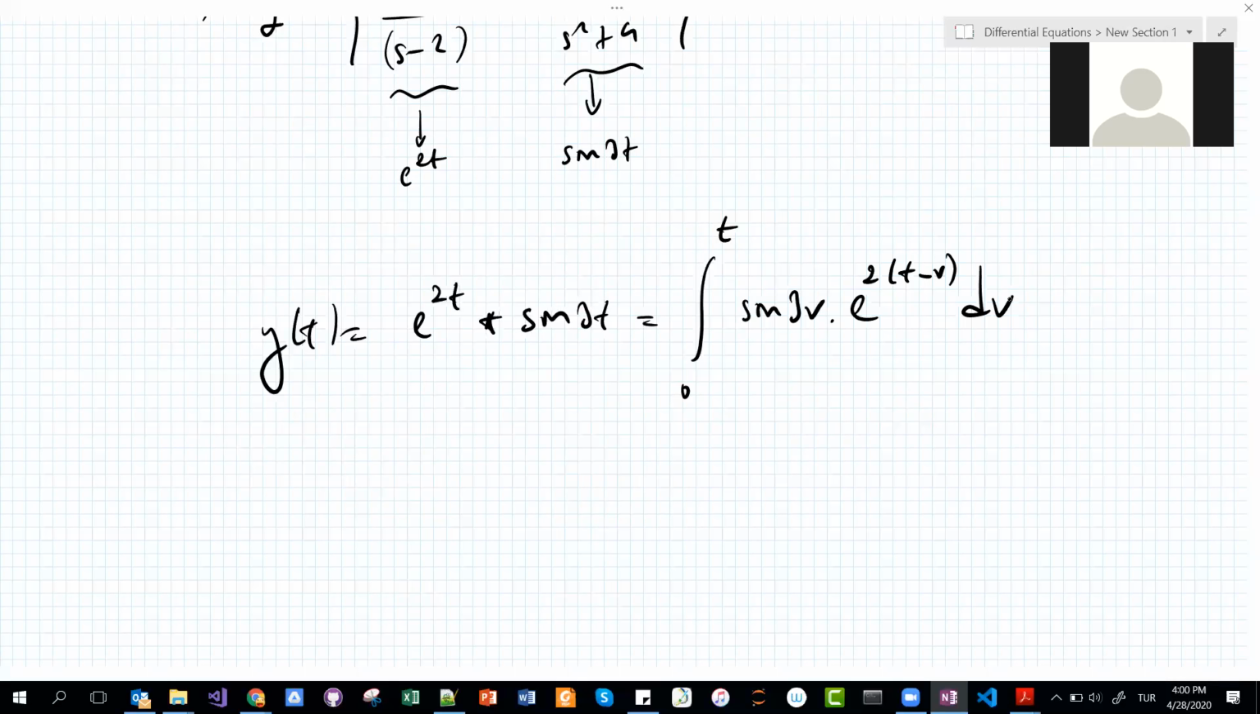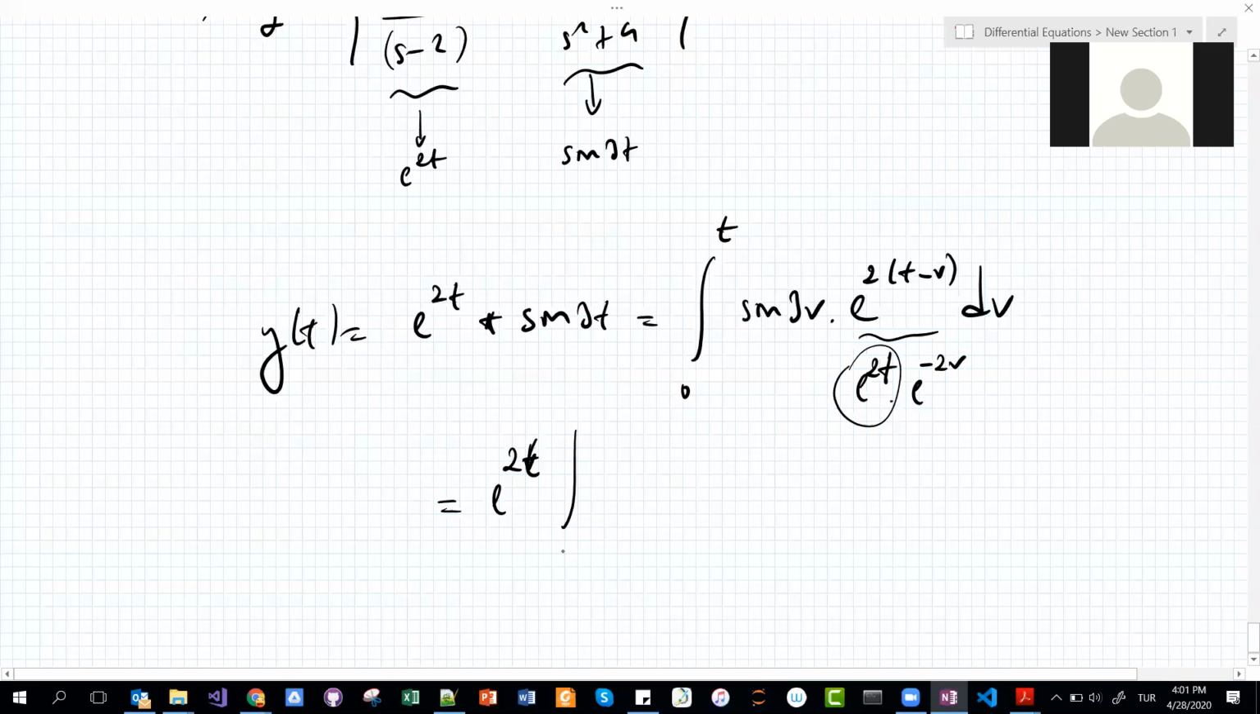So the rest of the problem is to take this integral, guys. What I can do here is split this up, e to the 2t, e to the negative 2v. My integral is not about the t term, so I can take this out. It is just a constant term. So e to the 2t, integral from 0 to t, sine 3v times e to the negative 2v dv.